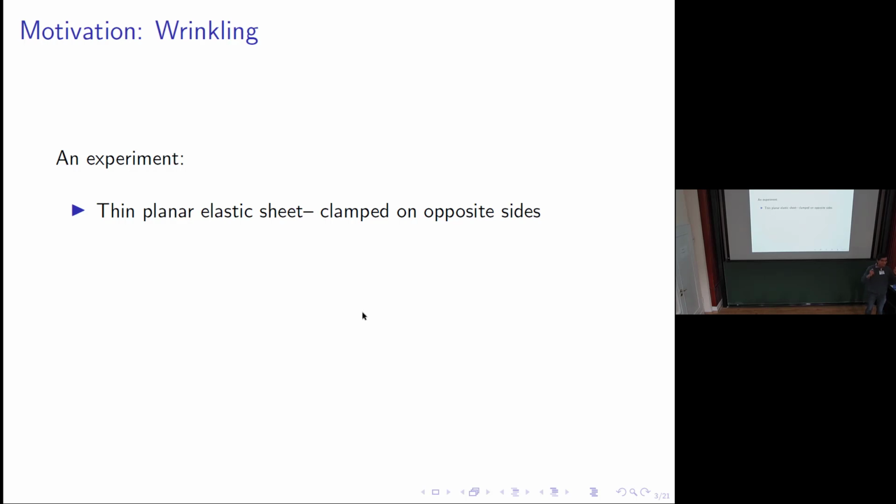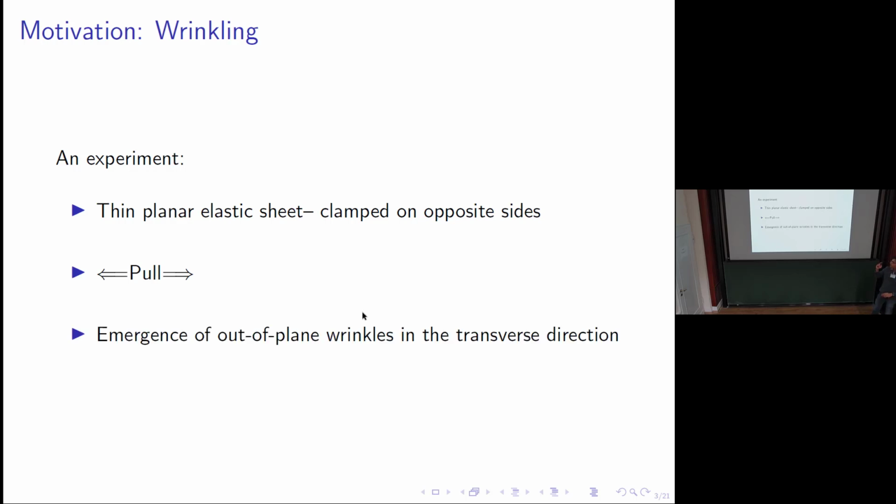By clamping, I mean the edges should not be allowed to move in the vertical direction, if I hold it like this. So clamped like that. And then just pull on the sheet, and depending on lots of parameters, you will see the emergence of out-of-plane wrinkles in the middle of the sheet. This might not sound obvious, but the wrinkles will be in the transverse direction.